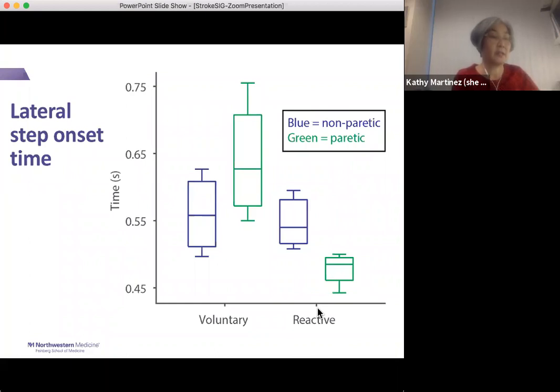Lateral step onset time. Green is for the paretic leg, blue is for the non-paretic leg. Paretic limb lateral step onset time was faster in the reactive step than for the voluntary step. And there was no difference in step onset time for the non-paretic leg for voluntary and reactive conditions.